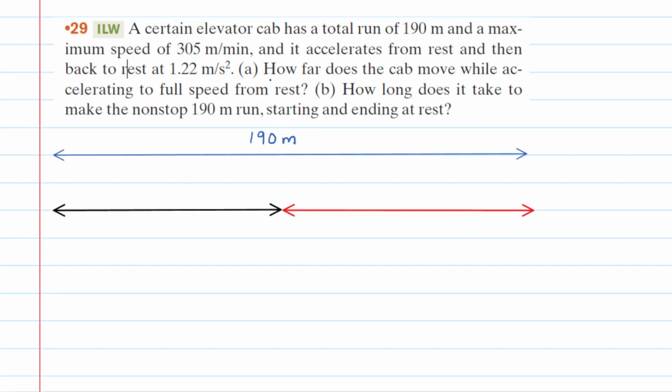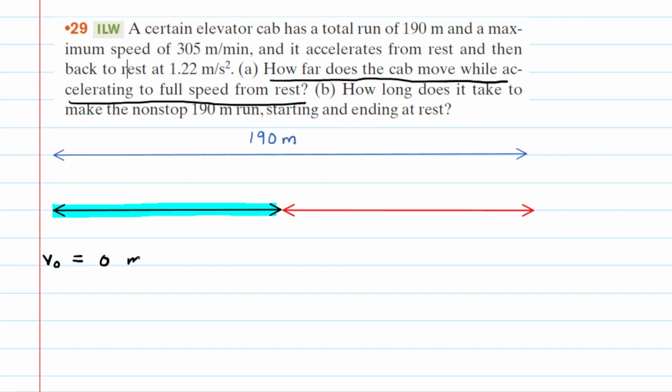In part A of the question, we are asked, how far does the cab move while accelerating to full speed from rest? So we have drawn two segments of this elevator cab's journey. This is the first segment right here, and we are just told that it starts from rest. So the initial velocity, of course, would equal 0 meters per second. And it's reaching, quote, full speed.